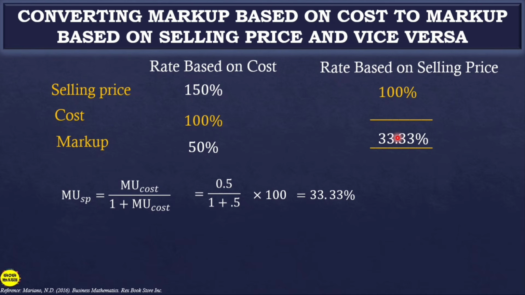So, ibig sabihin 33.33% ito. So, again, kapag may given tayong rate based on cost, para makuha natin yung corresponding rate niya based on selling price, ang gagawin lang natin, i-divide lang natin ito. Tapos, i-multiply sa 100. So, that is 33.33%. And then, kapag kukunin naman natin yung cost rate based on the selling price, so, paano gagawin? So, 100%, di ba, kapag based on selling price, dapat yung total ng cost saka markup 100%.